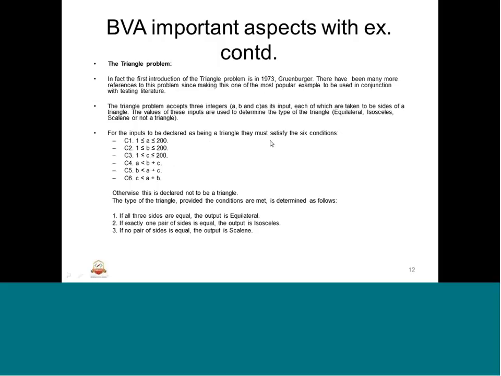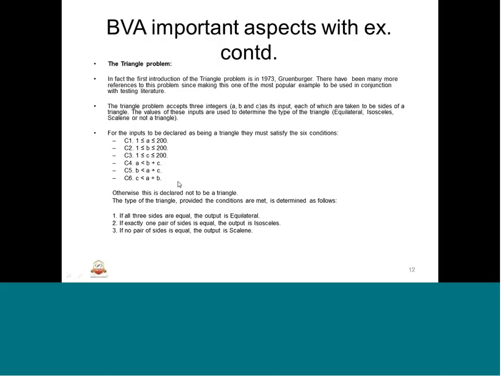For the inputs to be declared as being a triangle, these must satisfy six conditions: C1, C2, C3, C4, C5, C6. So we have six conditions well before we start the test. Why? Because first of all we need to define whether it is a triangle or not. Condition 1 is A greater than or equal to 1 and less than or equal to 200; B greater than or equal to 1 and less than or equal to 200; similarly, C between 1 and 200.